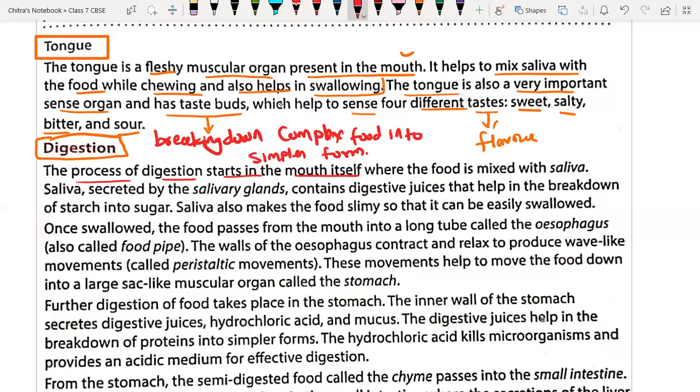Very important, because saliva is secreted by the salivary gland, which contains which enzyme? Any idea? It contains amylase, and amylase helps in digestion of sugar. The food is mixed with saliva, which is secreted by the salivary gland and contains a digestive juice. What is the name of the digestive juice? I am writing it over here. It is amylase.